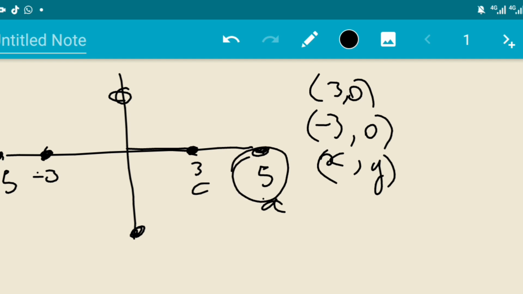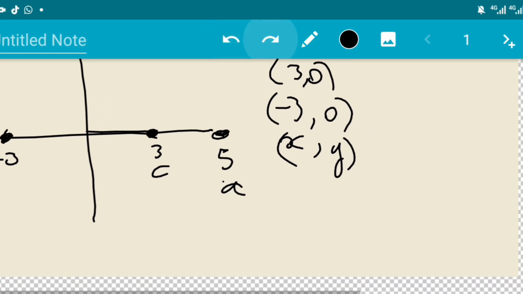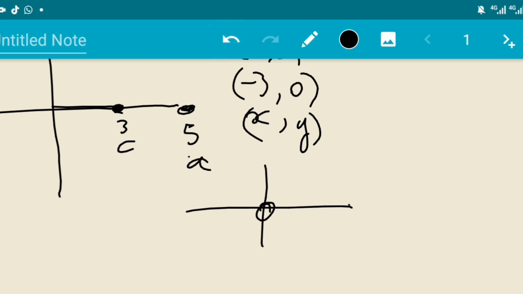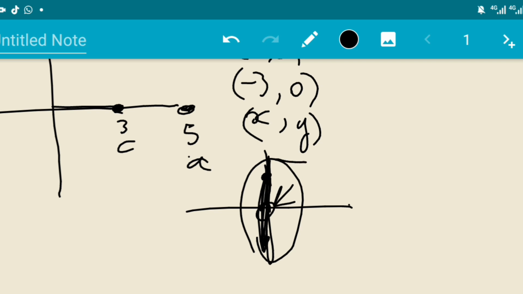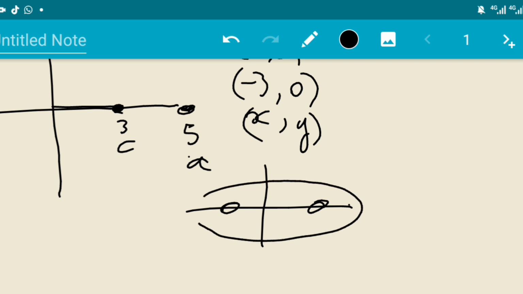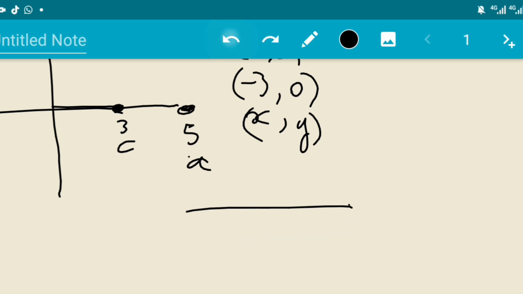Why are we calling this 5 an A? Let me emphasize this point. This is the origin. If the foci were here and here, then this is the major axis, meaning from the origin up until this point, that is your A, because the foci are on this line. And if they were located here and here, the major axis would be in here. That is why we're calling it an A.